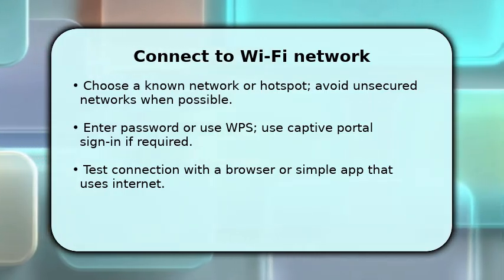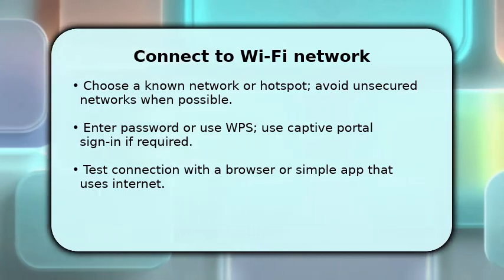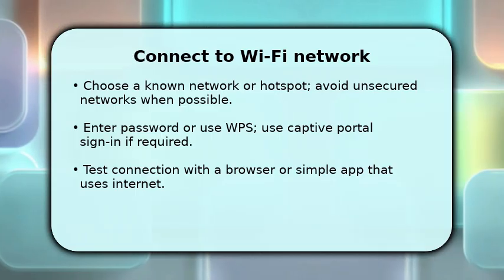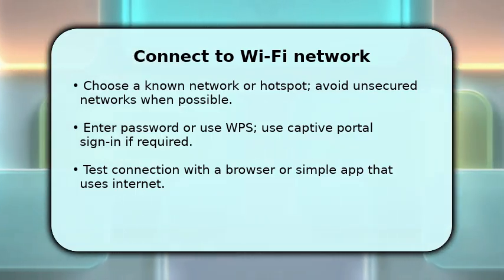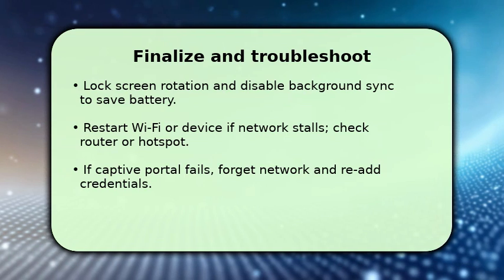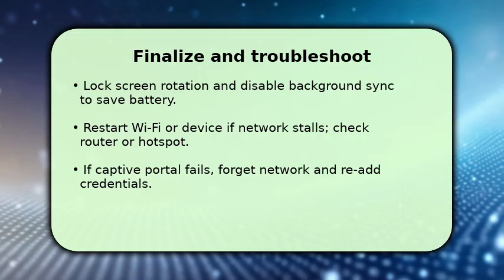If the connection fails, toggle Wi-Fi off and on, then reconnect. Make sure background apps aren't forced to use mobile data. This keeps traffic on the Wi-Fi you enabled. You finish by optimizing. Disable background sync and limit updates to conserve battery and set screen settings for your flight.